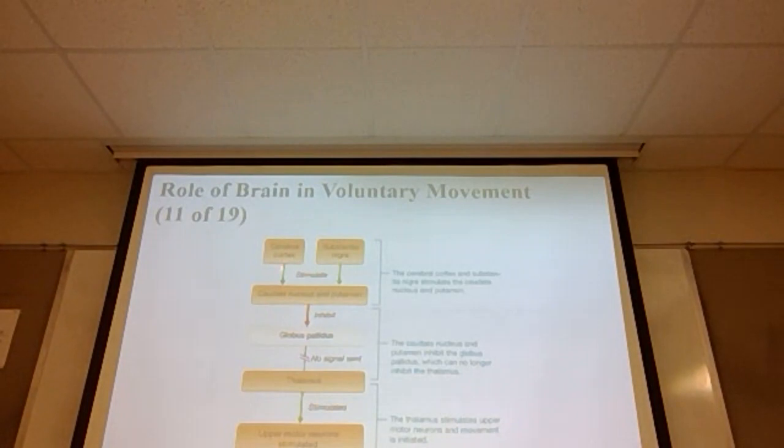So we have input from the cerebral cortex, input from the substantia nigra. The caudate nucleus and the putamen then inhibit the globus pallidus. No signal being sent, then the thalamus stimulates upper motor neurons and we have voluntary movement.